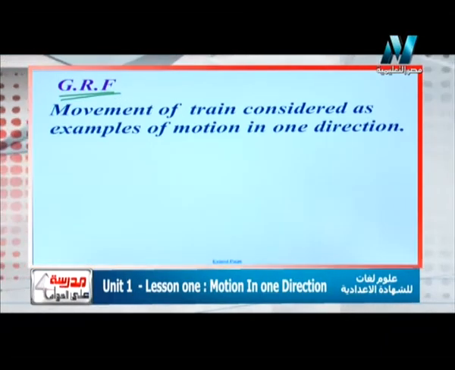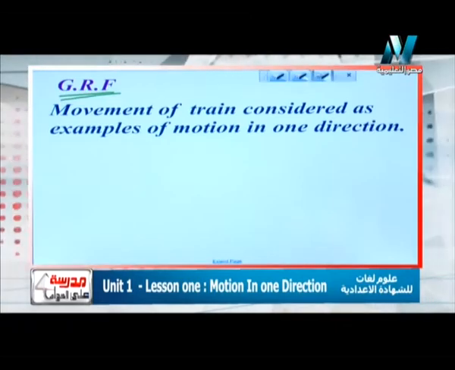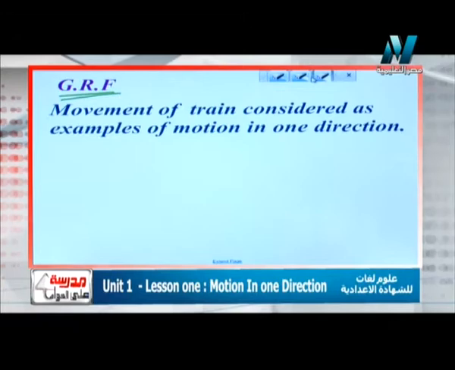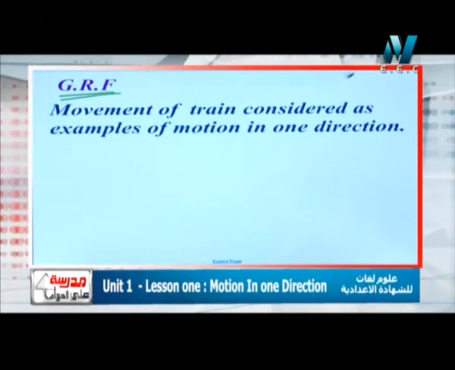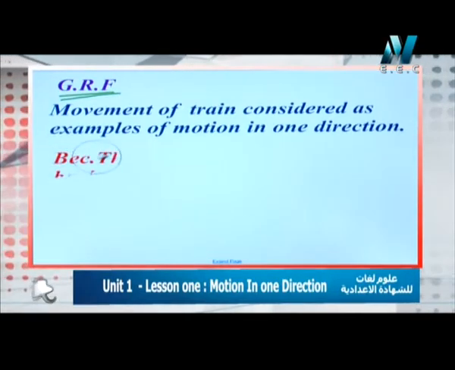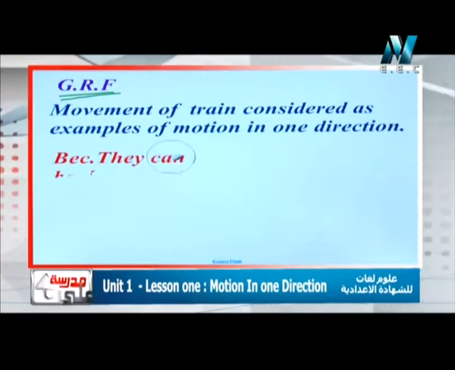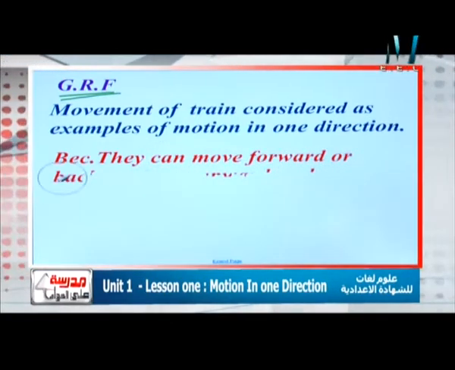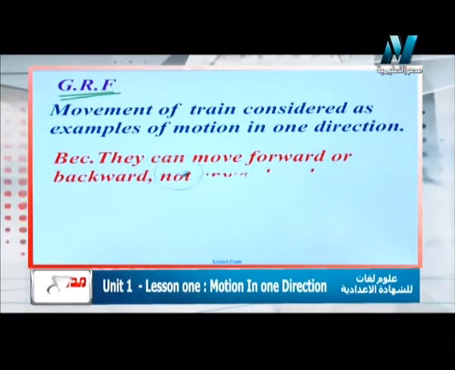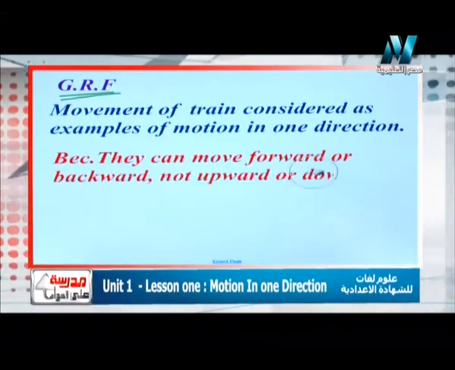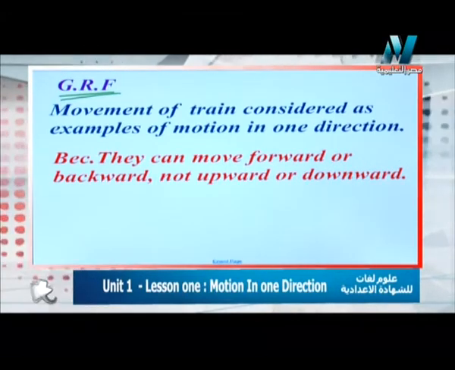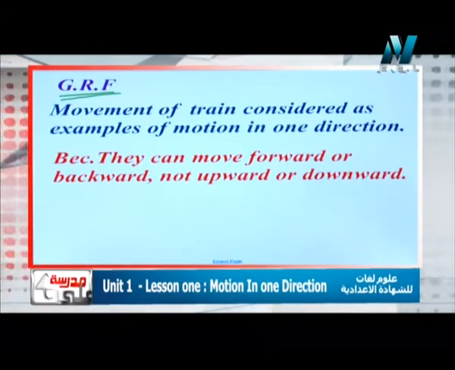Why? Give reason. Motion of a train is considered an example of motion in one direction. Why? Because it can move forward or backwards only, not upward or downwards. So here we talk about what? We talk about motion in one direction.